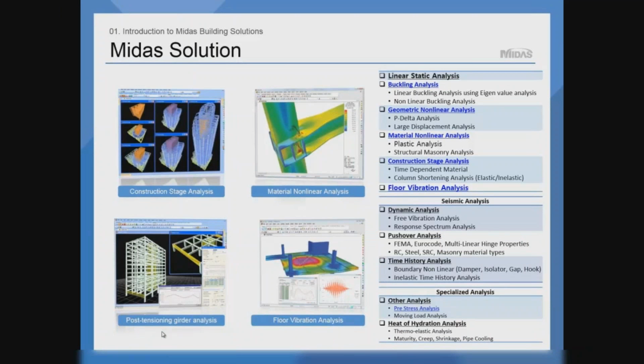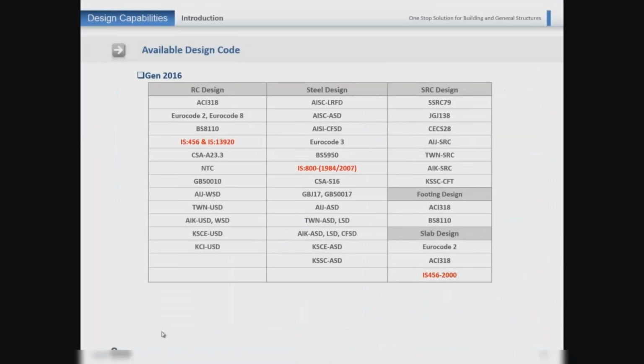Now I come to the analysis. I already explained it, so based on that you can see buckling analysis, linear and non-linear analysis, similarly geometrical non-linear analysis, material non-linear analysis, even construction stage analysis and floor vibration analysis. These analyses are available directly. Dynamic analysis, pushover analysis and time history analysis are also available, and some inbuilt databases are also available. Similarly, for time history analysis you can define base isolators also. Heat of hydration, pre-stress and moving load options are available too.